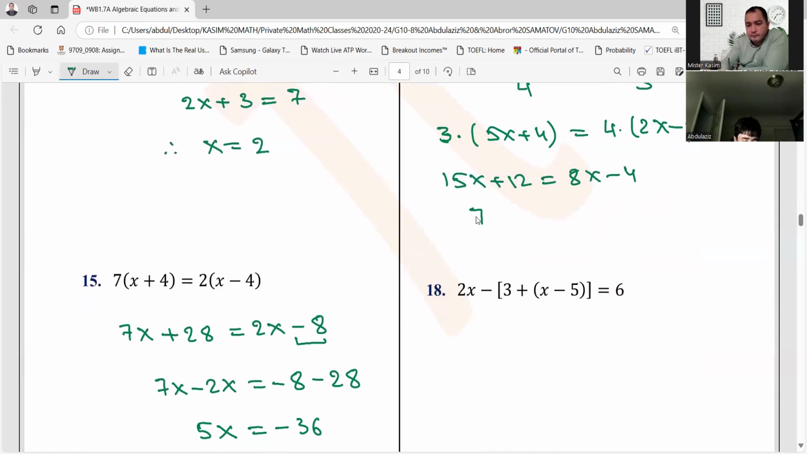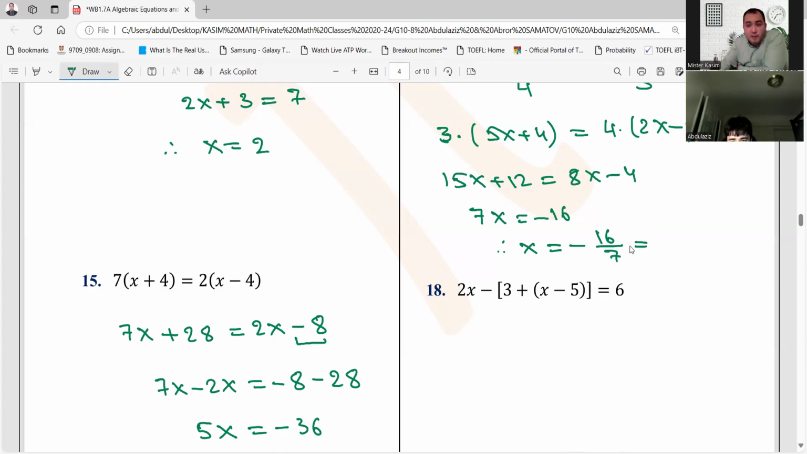Next, 7x equals negative 16, right? Yeah. Because negative 4 minus 12 is negative 16. And now you divide both sides by 7. So x would be equal to negative 16 over 7.